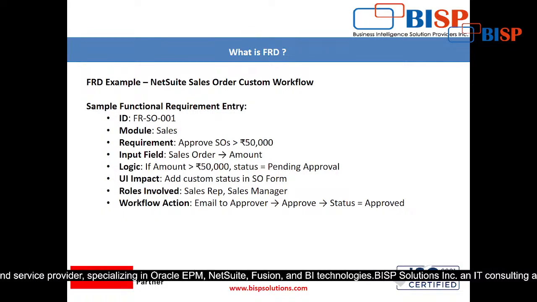This same thing I have explained to you a few minutes back, right? UI impact, add custom status in SO form. Okay, role involved: sales rep, sales manager. Okay, workflow actions: email to approver, approve, and then the status is updated. So these are the requirement entry, right? Sample, I am just showing you the sample.